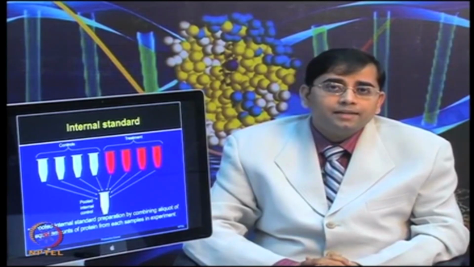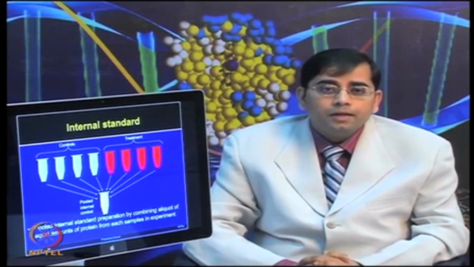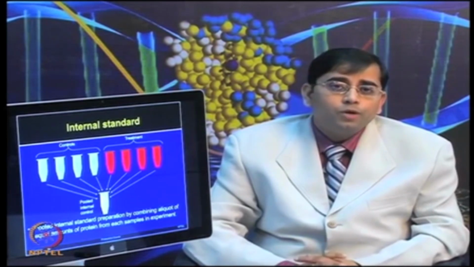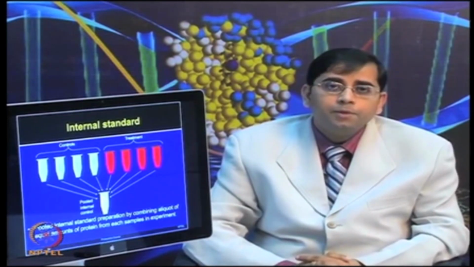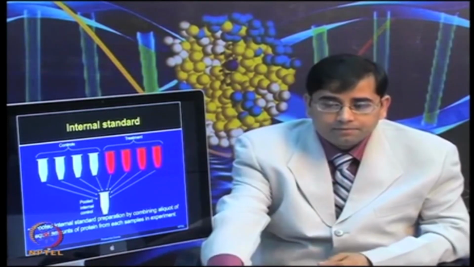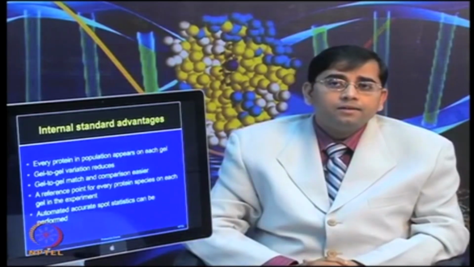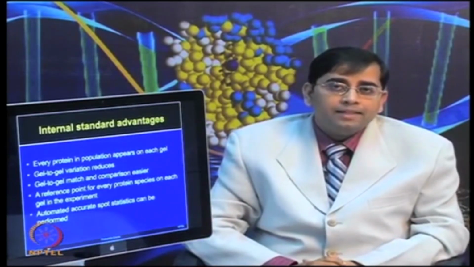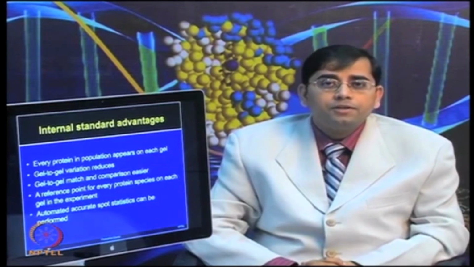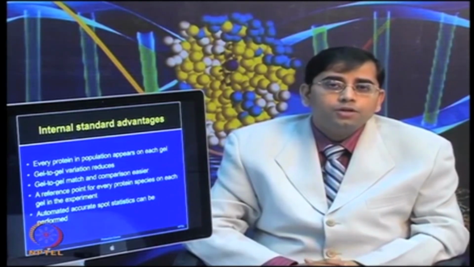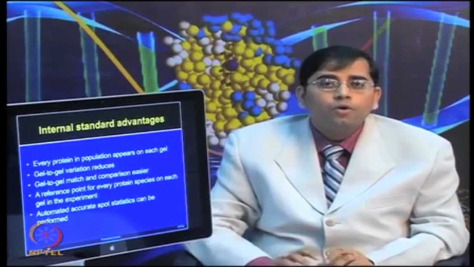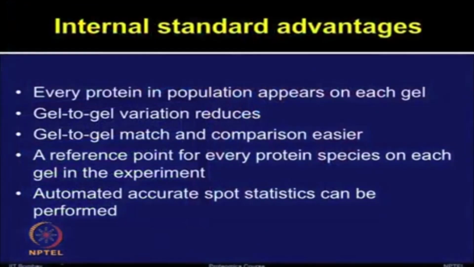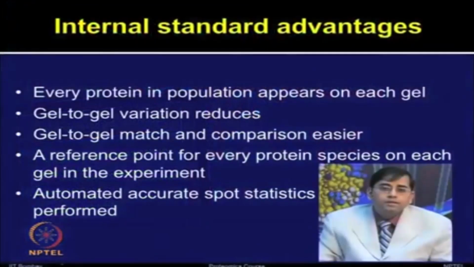Now, the Cy2 dye you are going to label with this pooled sample, so that it can be used as an internal standard. This internal standard has many advantages, and this is actually one of the major successes of how 2D limitations have been overcome. Since every protein is present in the internal pool population, it is going to appear on your gel.